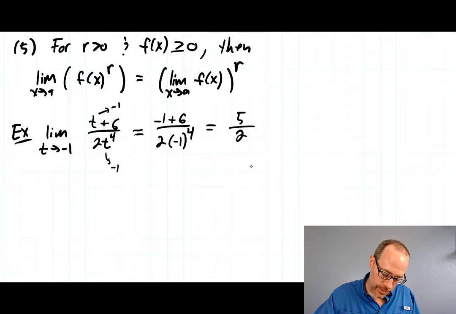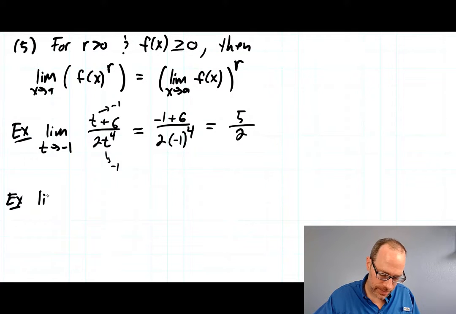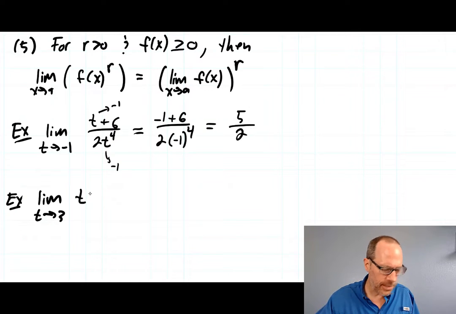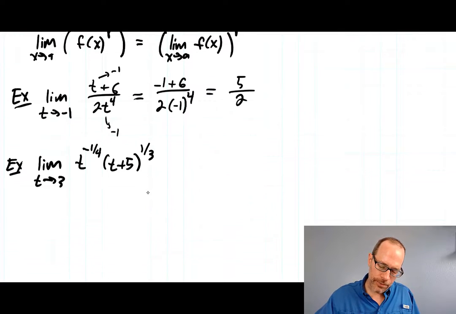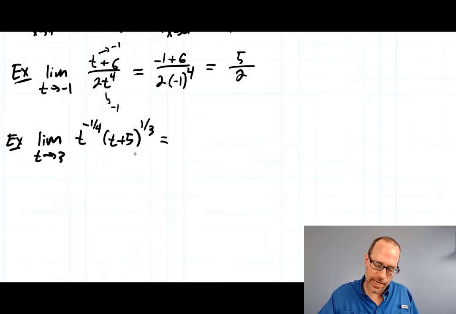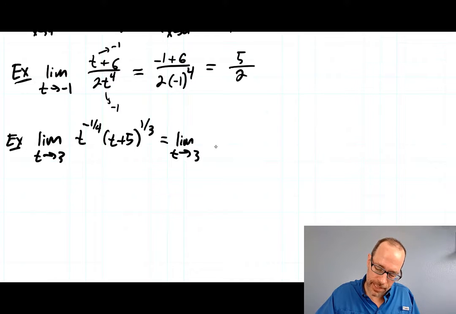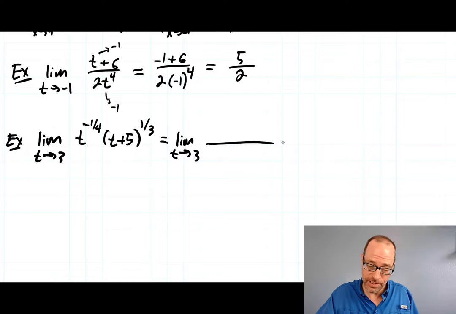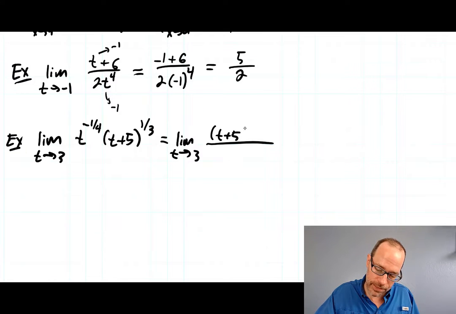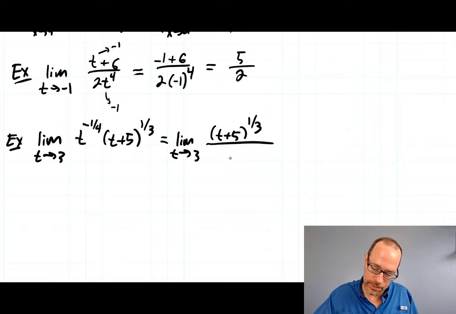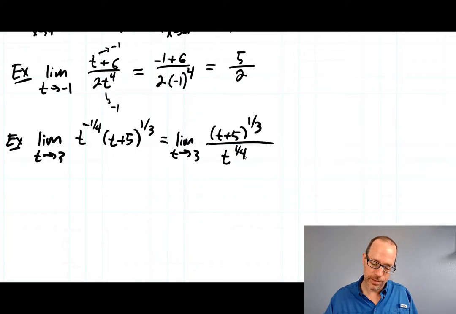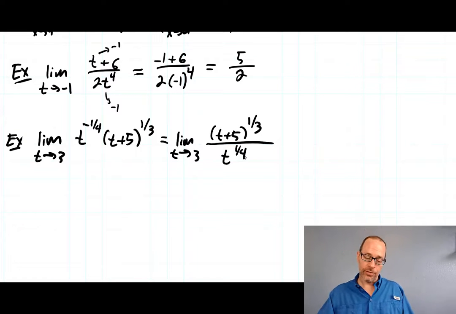Here's another example. Let's do the limit as t goes to 3 of t to the minus 1/4 times t plus 5 to the 1/3. Now I'm going to rewrite this. This negative exponent means it's really in the denominator, right? So I'm going to rewrite it with it in the denominator just so I can eyeball that I don't have any zeros going on there. Because if so, then I wouldn't be able to calculate the limit this way. So it's t plus 5 to the 1/3 power all over t to the 1/4.